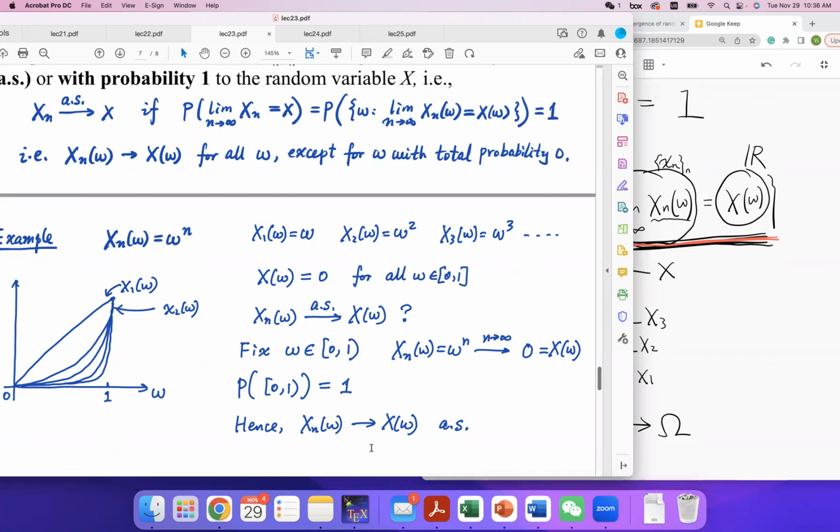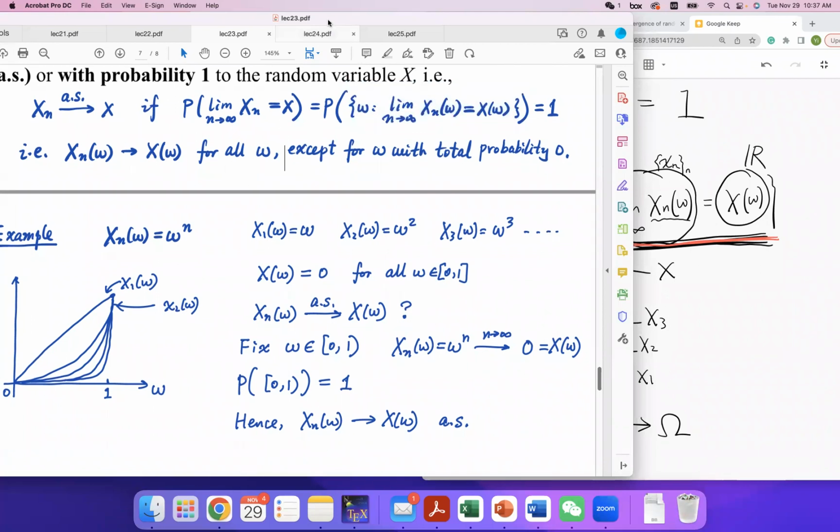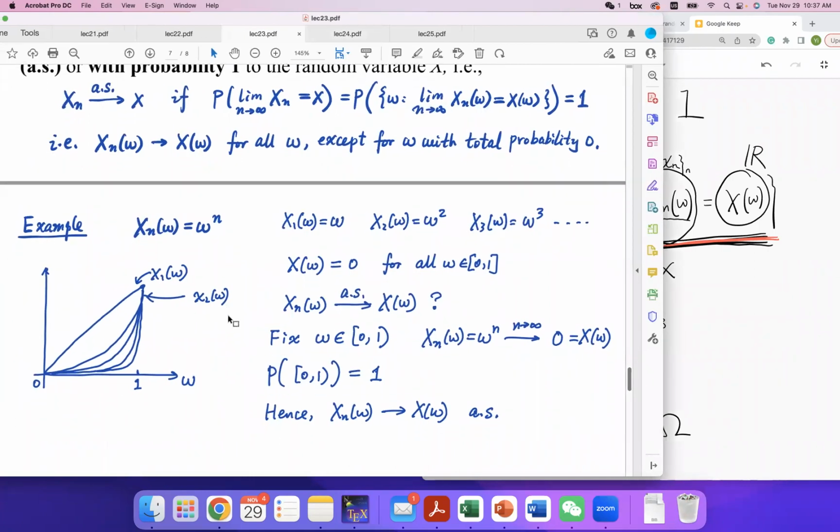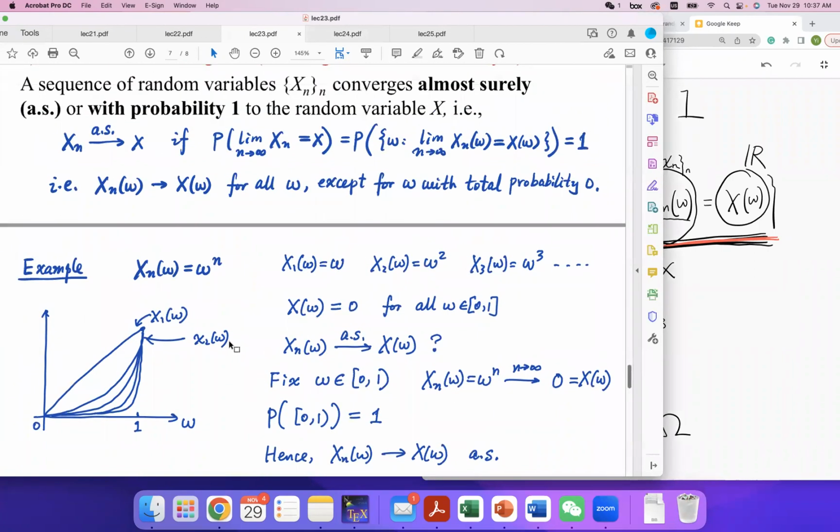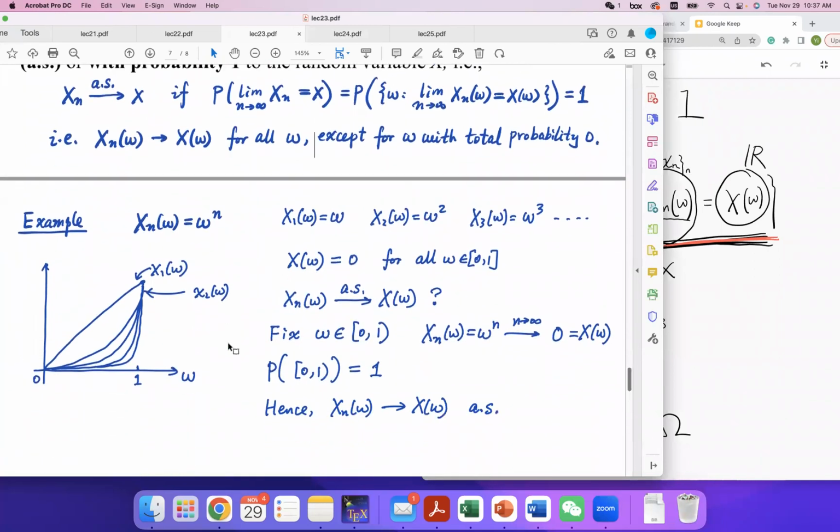Basically, you have to figure out this set first: the set of omega where Xn(omega) converges to X(omega). Once you figure out this set, you look at the probability measure of the set. If this is 1, then you claim almost sure convergence. Otherwise, it is not. Okay, so I think I will stop here. This is everything about almost sure convergence.